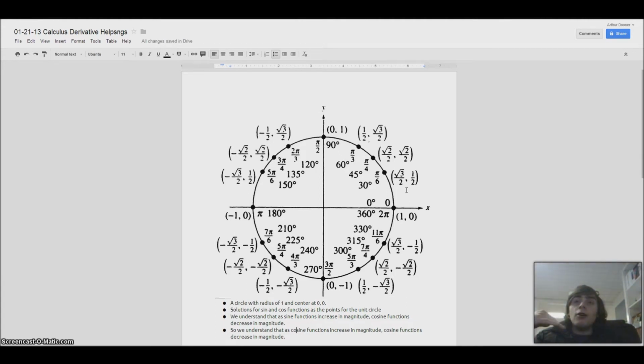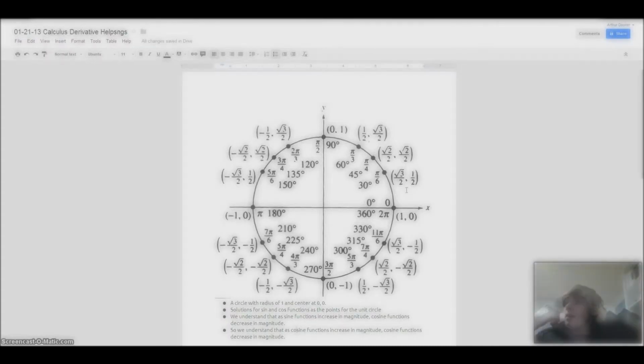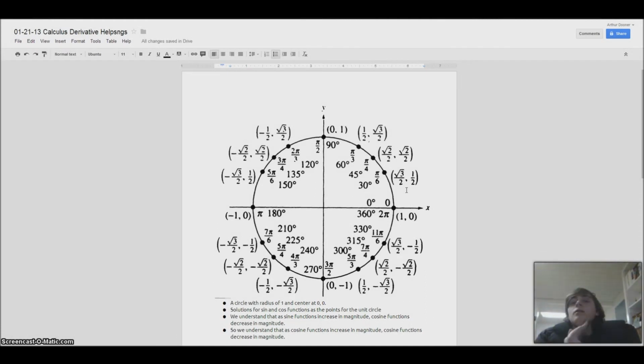As cosine functions increase in magnitude, the sine functions decrease in magnitude, and vice versa. So we'll do a quick read off of all of the cosine and sine point values with the given argument, just to give you an audible understanding of it, and then we'll move on to the derivatives problems. Exactly. So 0 degrees is obviously 1 because it's the maximum cosine, and 0 because that's the minimum sine.